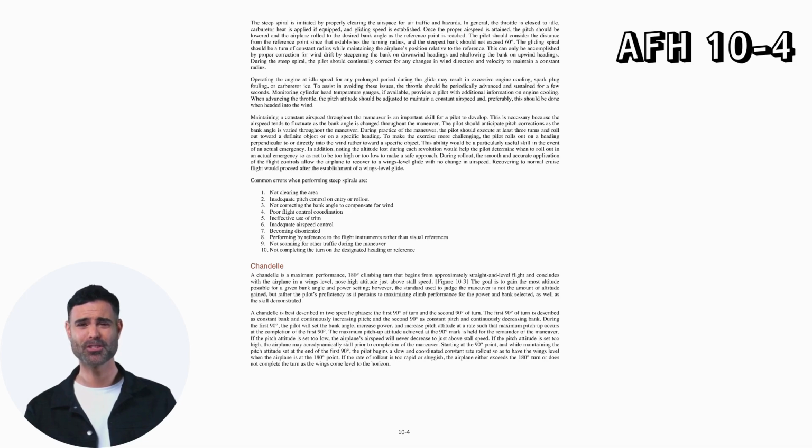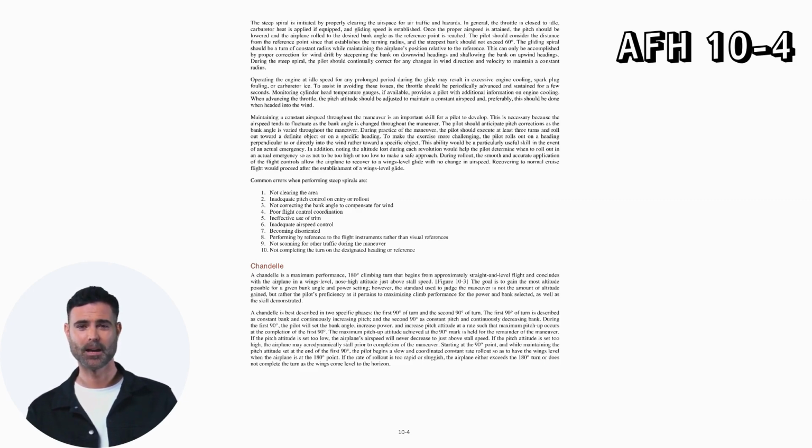Common errors when performing steep spirals are: 1. Not clearing the area. 2. Inadequate pitch control on entry or rollout. 3. Not correcting the bank angle to compensate for wind. 4. Poor flight control coordination. 5. Ineffective use of trim. 6. Inadequate airspeed control. 7. Becoming disoriented. 8. Performing by reference to the flight instruments rather than visual references. 9. Not scanning for other traffic during the maneuver. 10. Not completing the turn on the designated heading or reference.